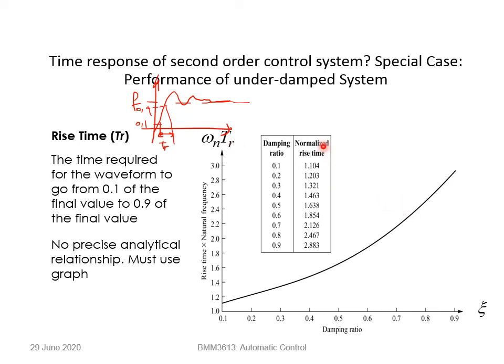So for example, for this particular system illustrated here, for a damping ratio going from 0.1 to 0.9, of course we only go from 0.1 to 0.9, right? For an underdamped system, the normalized rise time will be in the column found here. So we will have a graph to identify the rise time, not an equation as in the first order time response.